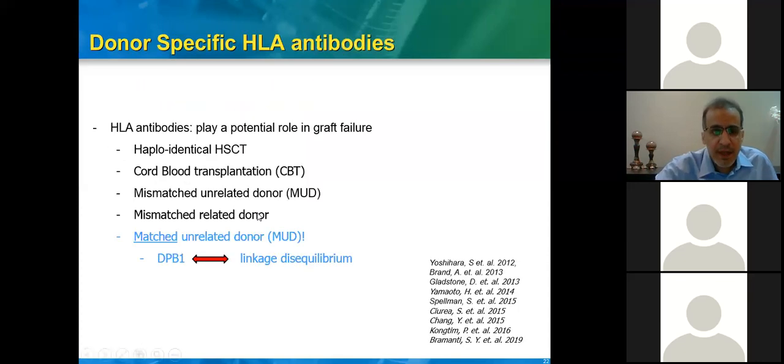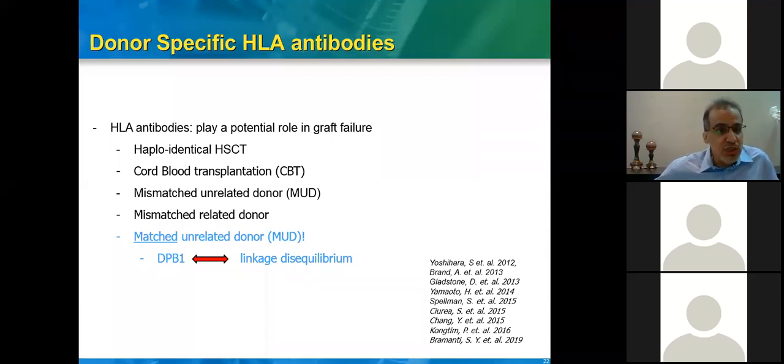So again, donor-specific antibodies are very important in haplo transplant, also for cord blood transplant, because in most of the cases we are dealing with mismatch, and also mismatch unrelated donor. We have to make sure there is no antibody against the mismatch present. Mismatch related donor, and also, which I find sometimes people forget, even if you are transplanting with matched unrelated donor, you have to make sure you are typing for all loci. That is important. Like DP, which means you have to win 12 out of 12.